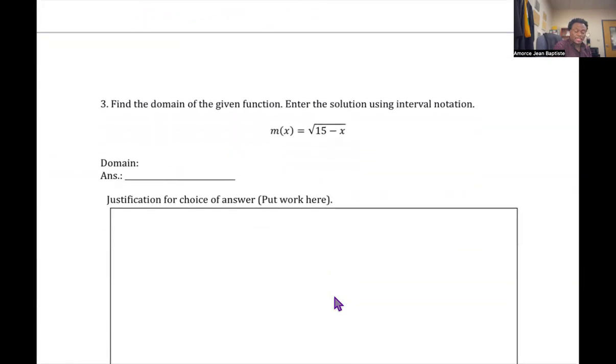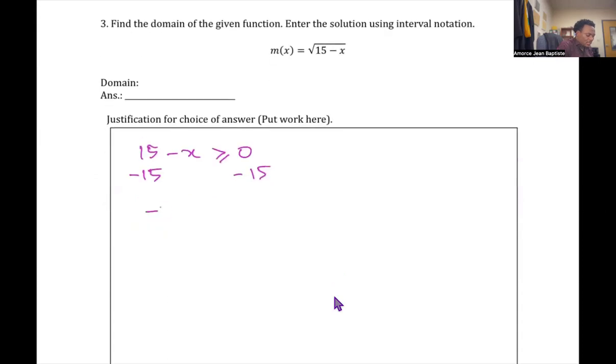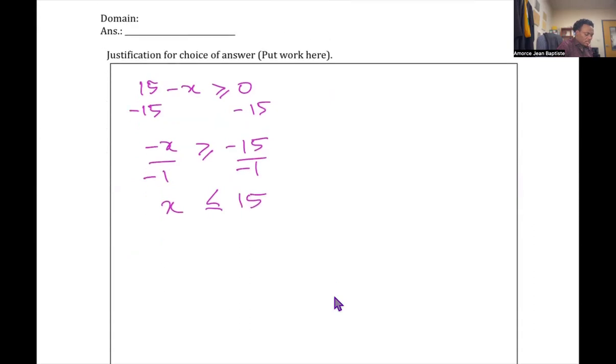Next example is the same type. We want the expression inside to be nonnegative. We're going to subtract 15 on both sides. Negative x is greater or equal to negative 15. If we divide by -1 on both sides, we have to switch the inequality. x is less than or equal to 15.